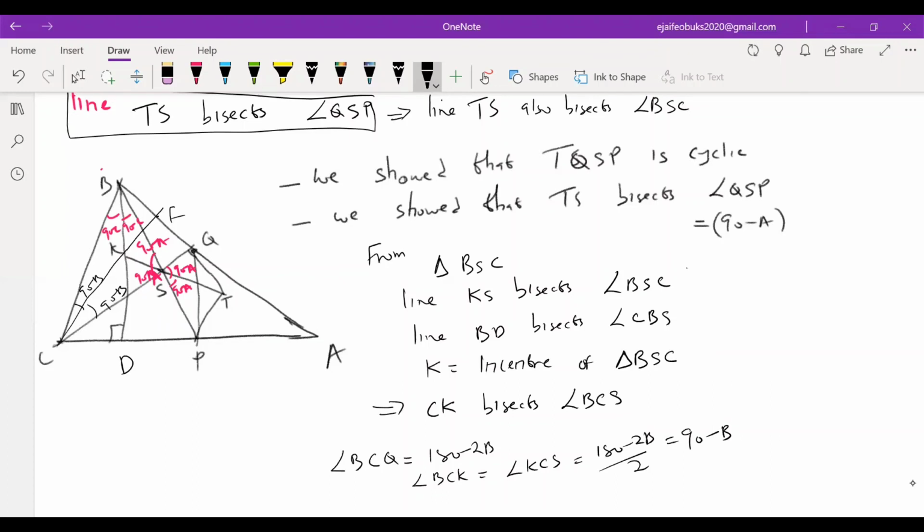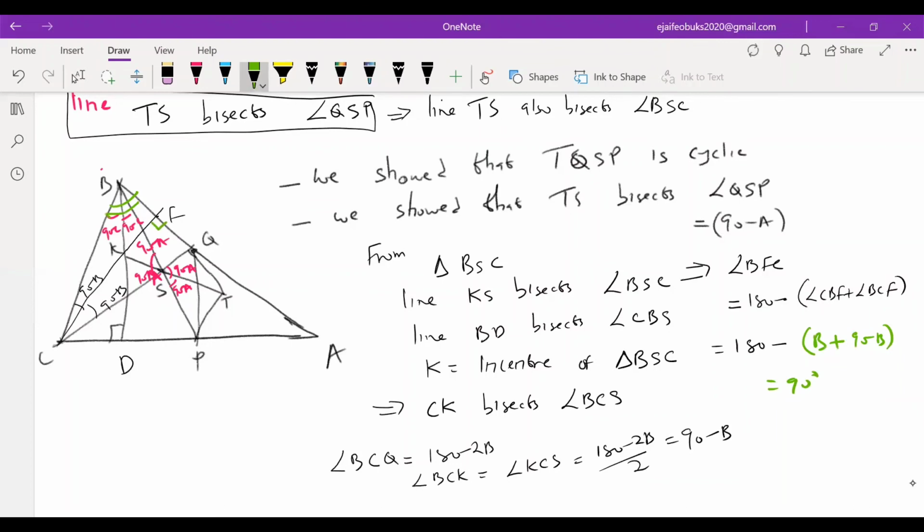Then that means angle BFC will be 180 minus angle CBF plus angle BCF. And angle CBF is B. You can see angle CBF is this entire angle here, this entire angle in green, and that is equal to B. And angle BCF is 90 minus B. So this is 90 degrees basically. So this angle is 90 degrees.